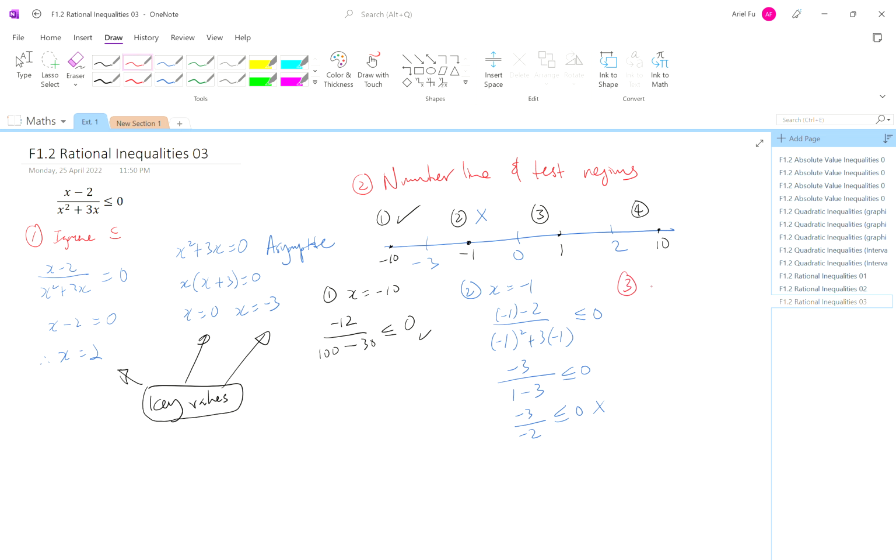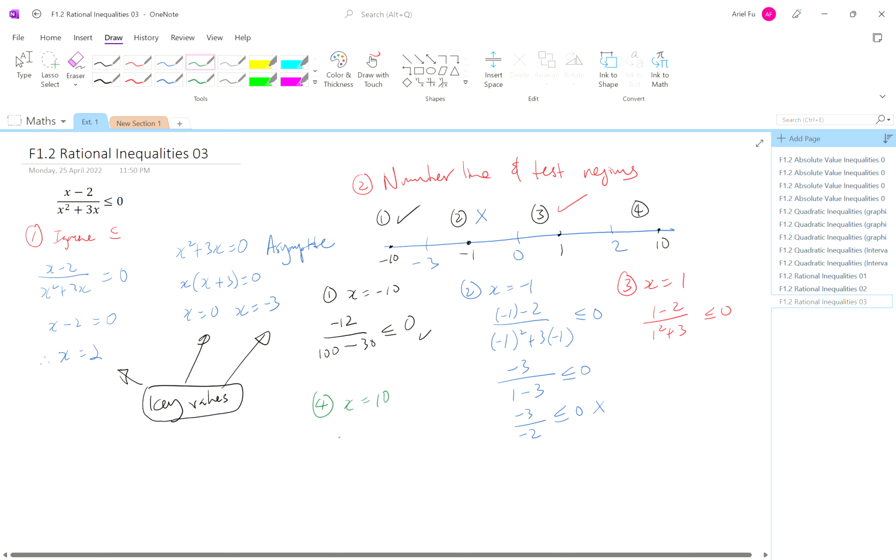Part number 3, if I want x = 1, I've got 1 minus 2 over 1 squared plus 3. Is that less than or equal to 0? I got a negative number over a positive number, so yep, I do want that. And finally, region number 4, if I have x = 10, I've got 10 minus 2, which is 8, over 100, plus 3 times 10. Is that less than or equal to 0? Absolutely not, because we got a positive over positive, so we're going to get a positive number.